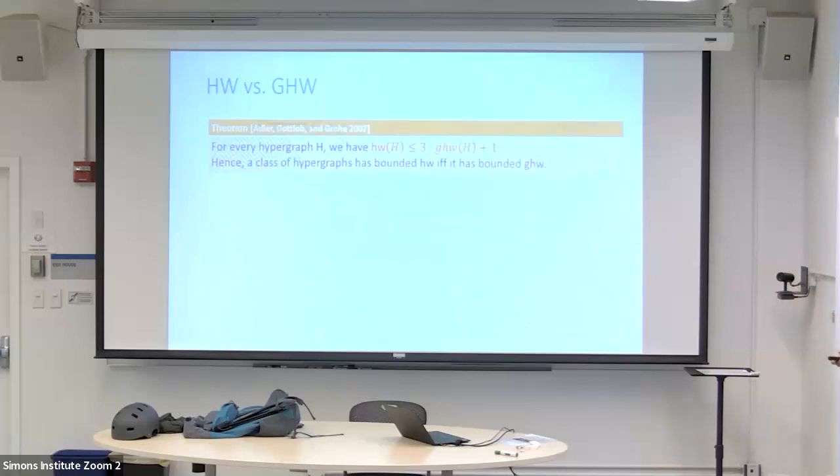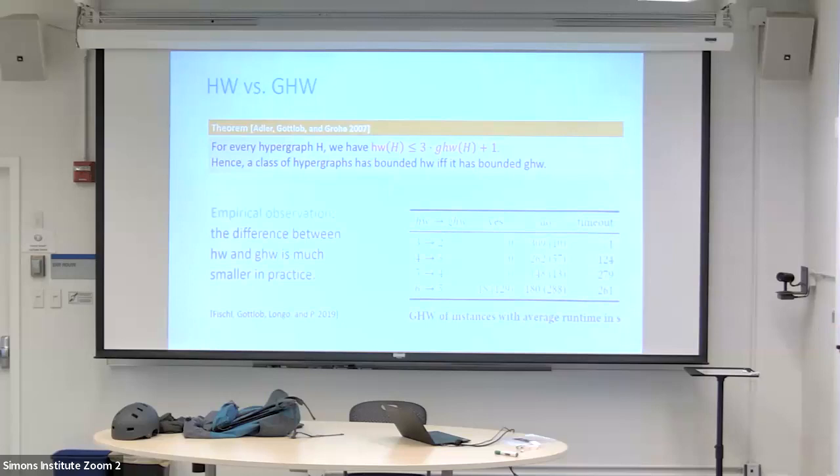Just to keep in mind, it's not easy to find a hypergraph that has a better generalized HyperTree width than HyperTree width. In the same paper, Adler, Gottlob, and Grohe also showed that the worst that you can get is that the HyperTree width is 3 times as big as the generalized one. But this is an extremely coarse-grained upper bound, and I will show you statistics of benchmark queries that we investigated, and we never found this.